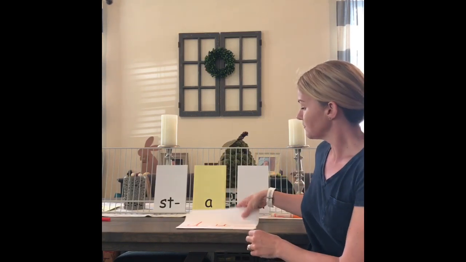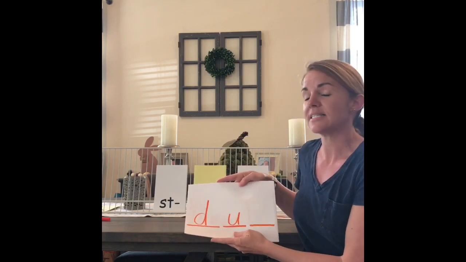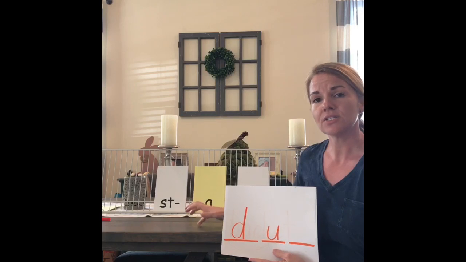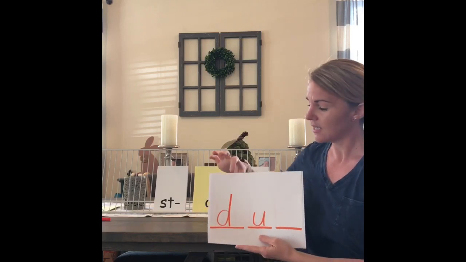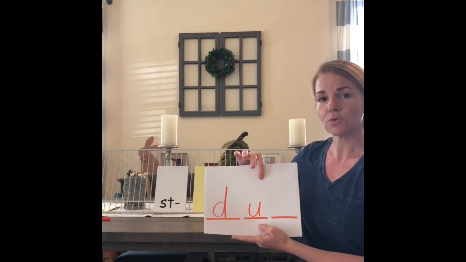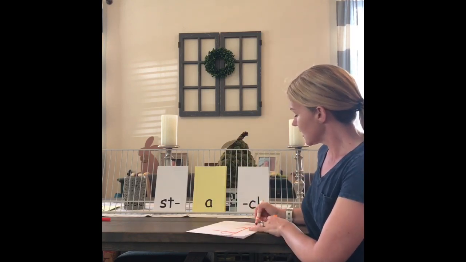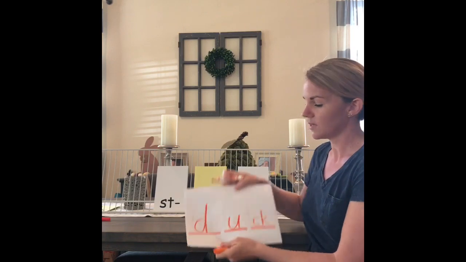For example, if we have the word duck, let's pound the word duck. Let's tap it. D-u-k, duck. I hear a short vowel, a single syllable word, so it must be spelled with CK. And there's our word, duck.